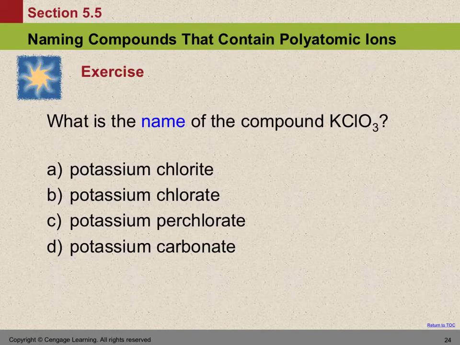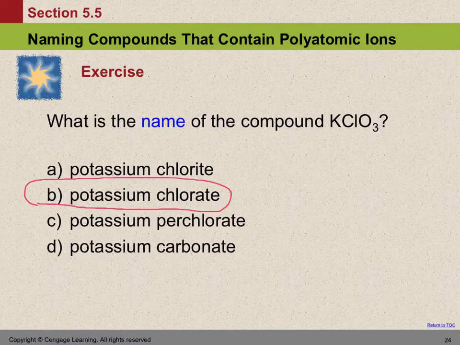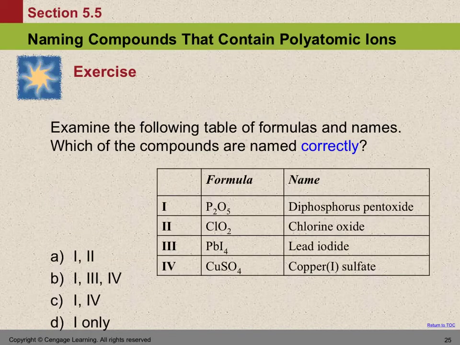So here is an example of that. What is the name of the compound KClO3? The correct answer is B, potassium chlorate. Our ClO3 minus is chlorate because it has more oxygens than the ite, and it's just potassium, our cation, first.